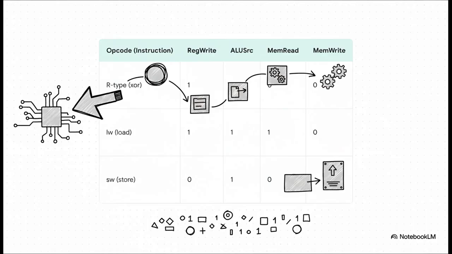This table right here is basically the control unit's cheat sheet. A 1 means a wire gets turned on, and a 0 means it stays off. So take a look. For an instruction like XOR, see how the reg-write signal is a 1? That tells a little piece of super fast memory called a register to get ready because it's about to be written to. But for a load instruction, notice how both reg-write and memread are turned on. That's a totally different signal that tells the CPU to go read something from the main system memory. Every single opcode creates its own unique electrical fingerprint.